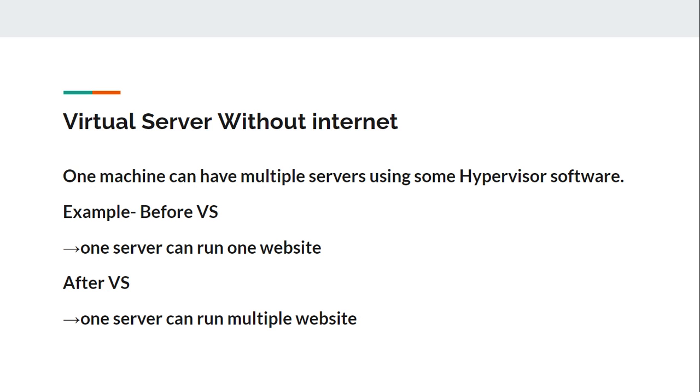So after virtual servers, what happened at that time? One server can run multiple websites, and we can divide it into different servers. If one server has 40 GB of memory, then we can divide it and make it into four servers. That was achieved by software known as hypervisor software.